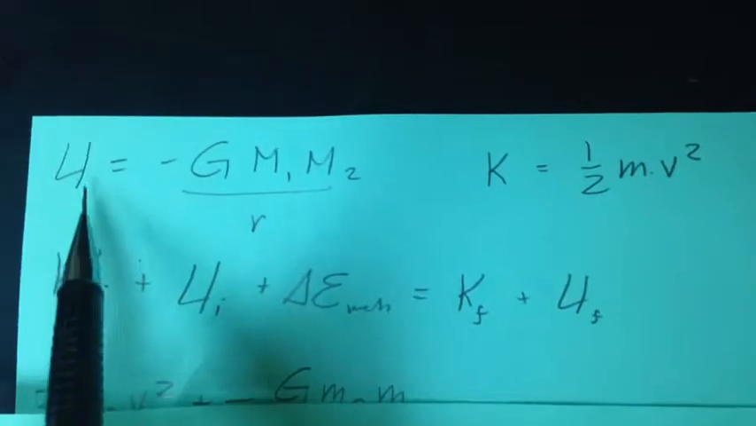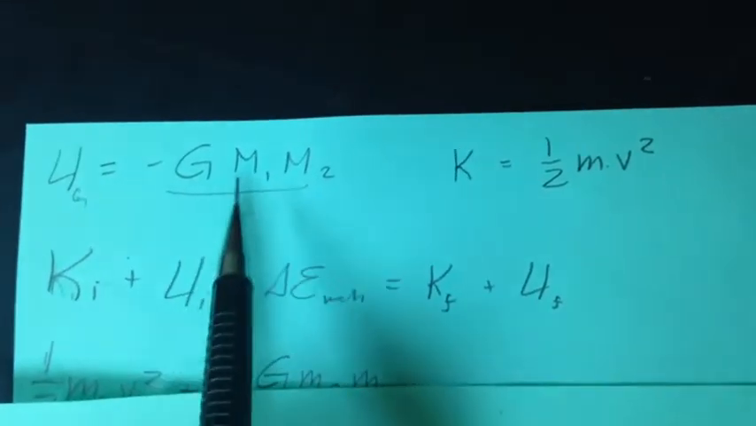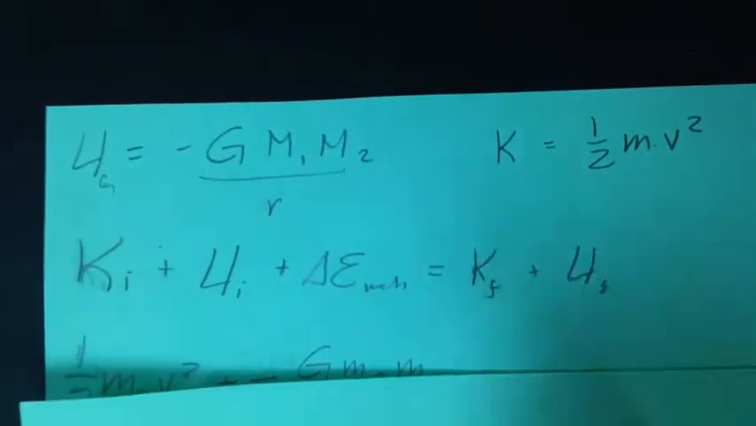This is a blank sheet of paper. The equation we're given in the book is that the potential energy of gravity is negative G m1 m2 over r, G being the gravitational constant, m1 being the mass of the first object, m2 being the mass of the second, r being the distance that separates the two of them.